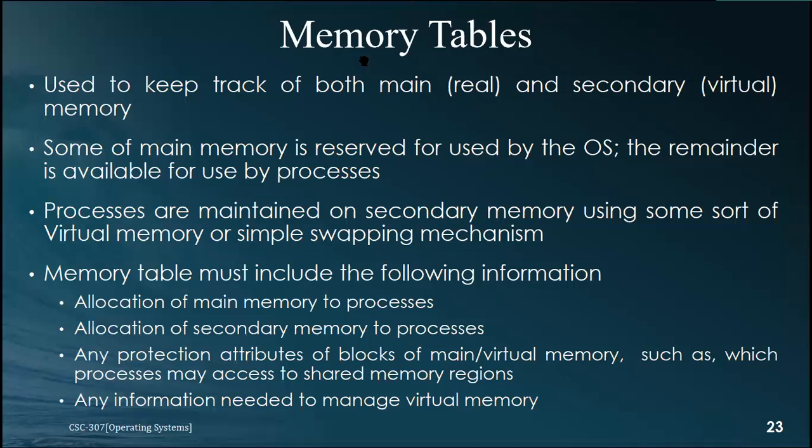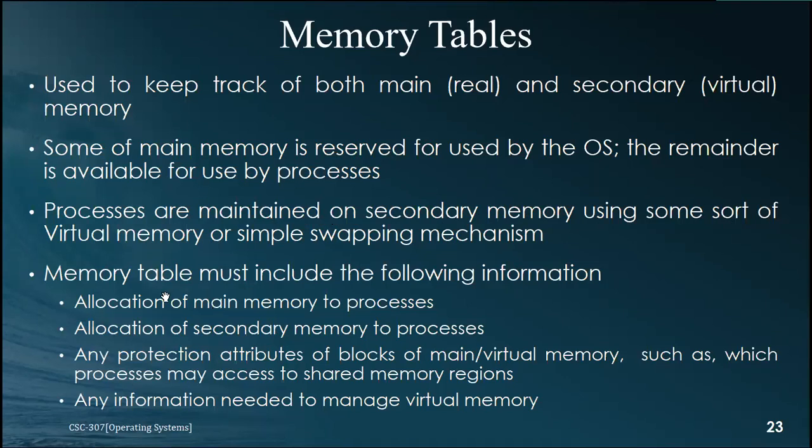So let's assume that you have 8 GB of memory, 8 GB RAM. Out of that 8 GB, might be 2 GB is reserved for the operating system. Then processes are maintained on secondary memory using some sort of virtual memory or simple swapping mechanism. We will discuss this swapping mechanism and virtual memory in the upcoming chapters.